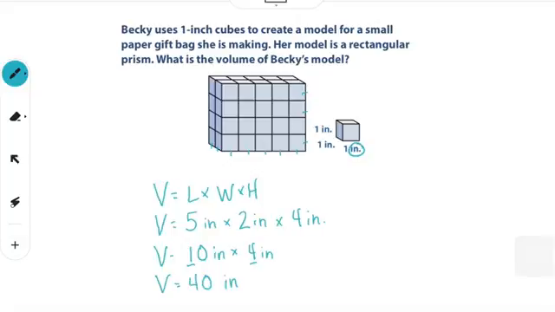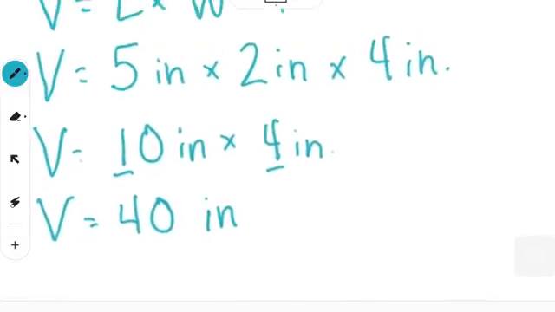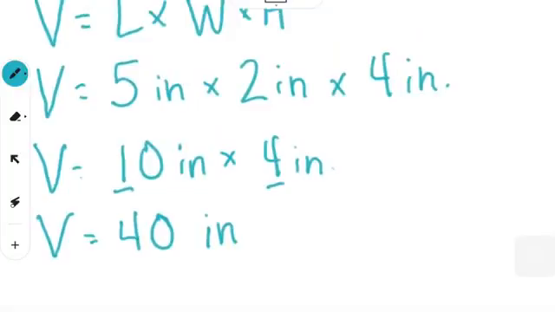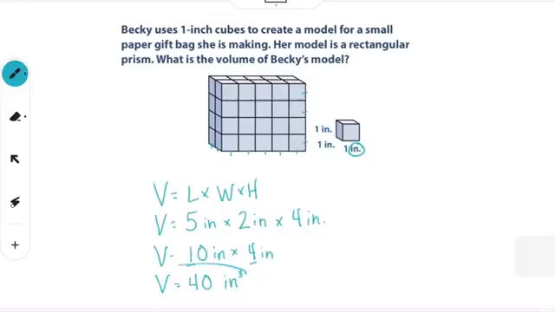However, I do want to make sure that I'm putting the appropriate label. As we said before, this is cubic inches. So for a cube, because there are 3 dimensions, length times width times height, I will put a little 3. So my answer is 40 cubic inches, or 40 inches cubed.